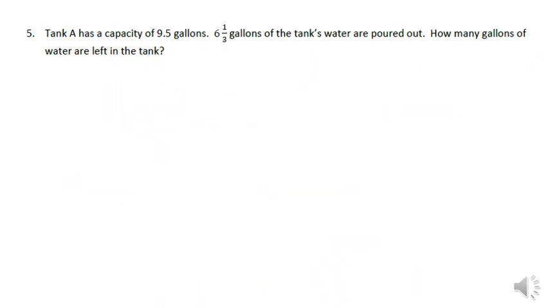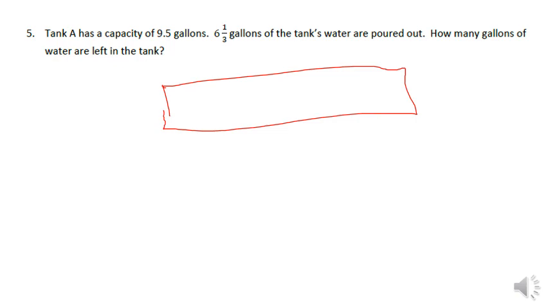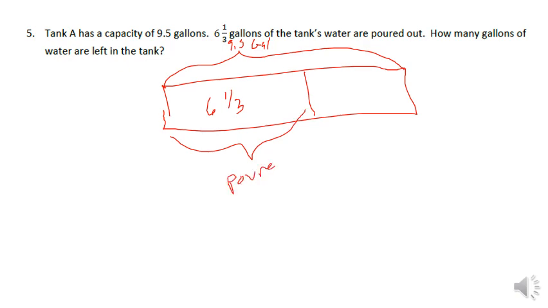Number 5. Tank A has a capacity of 9.5 gallons. 6 1/3 gallons of the tank's water are poured out. How many gallons of water are left in the tank? Okay. Tape diagram to make sure we don't answer the wrong question here. Okay, so it says tank capacity is 9.5. So that's going to be my total. 9.5 gallons. It says 6 1/3 gallons were poured out. And what's how much was left? Okay, so this is what is left.